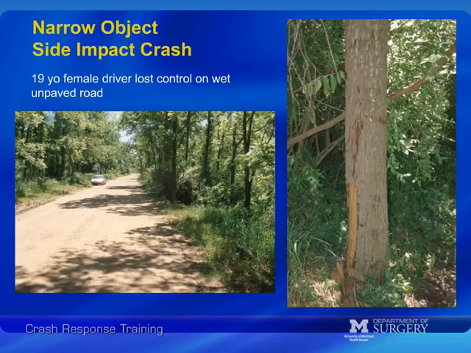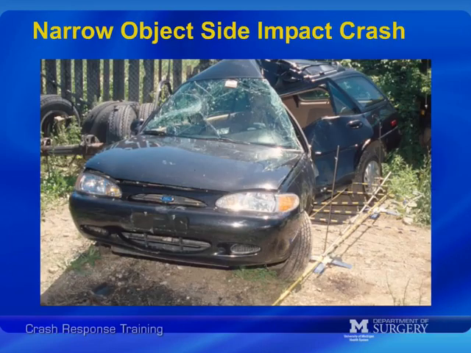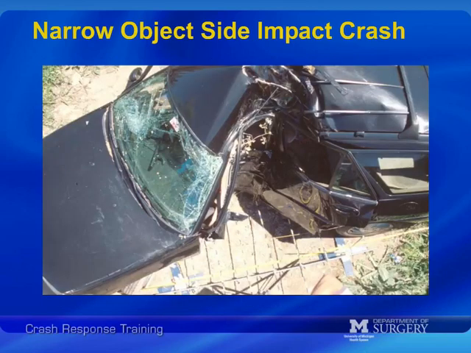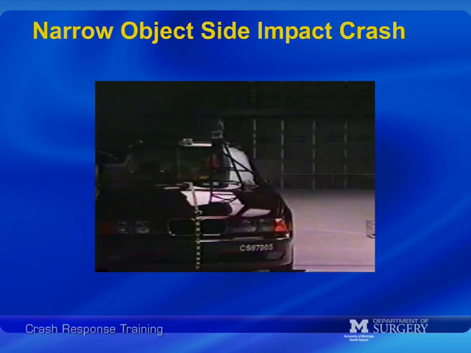In this next real-life crash case, a 19-year-old female is driving along and loses control on a wet, unpaved road. She goes into a yaw and slides into this tree. Well, this is a picture of the car that she was in. You can see it looks like a banana from the top view. Let's look at a video that's very similar to the crash, although there's much more damage to our vehicle than is seen in this crash test.